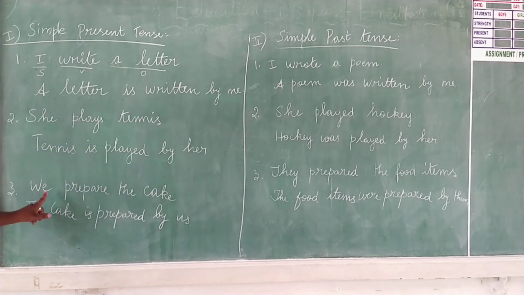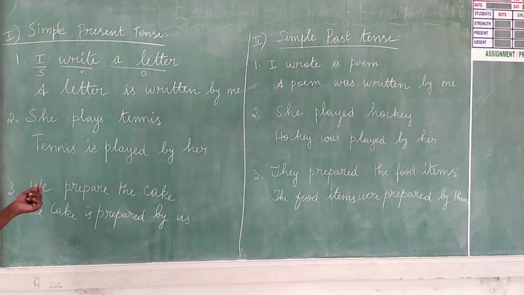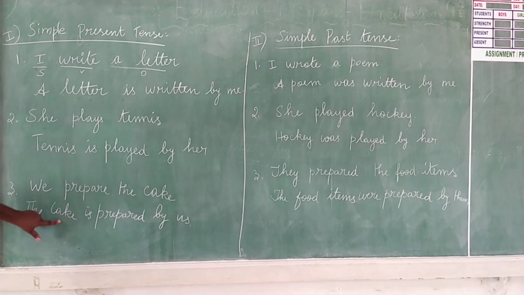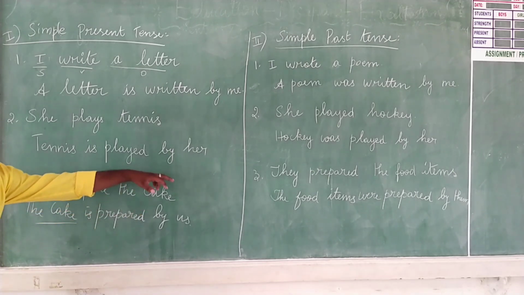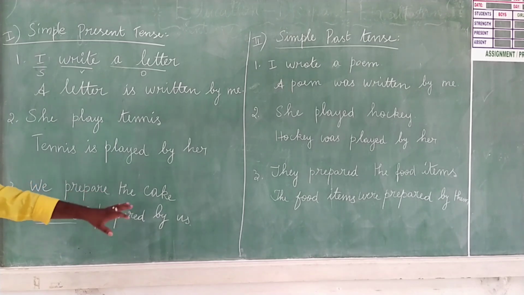Okay, we prepare the cake. So in this sentence, the doer of the action is we. And in this passive voice, the action is given importance. The object is given importance. The cake, the object, has become the subject of the sentence. The cake is prepared by us. So prepare is the V1 form of the verb. That is a present verb. So we are using is prepared by us.